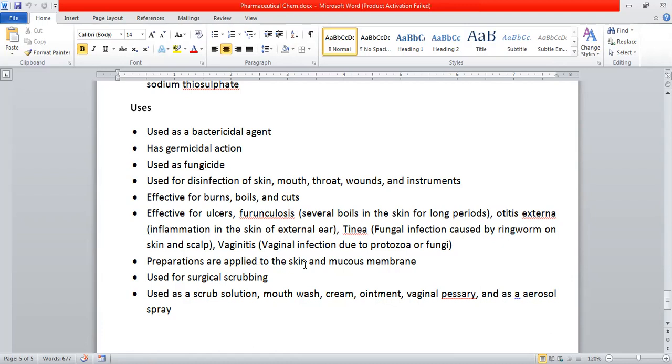Preparations are also applied to the skin and mucous membrane. Then povidone-iodine solutions are also used for surgical scrubbing. It is also used as a scrub solution, mouthwash, cream, ointments, vaginal pessary, and as an aerosol spray.